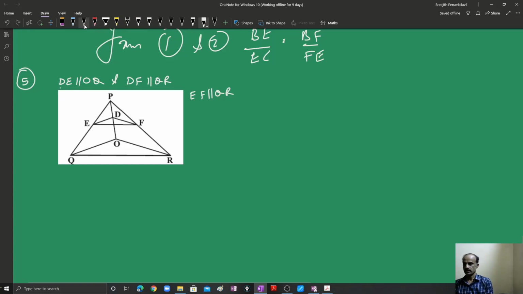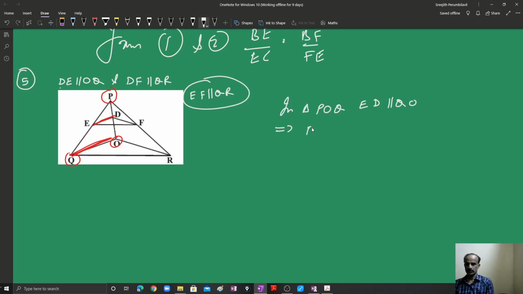So we'll take the triangle. The triangle that I'm going to take is POQ. In this triangle POQ, DE is parallel to OQ. I'm not writing the entire part like the proof and all. I'm just coming to the solution part directly. So in triangle POQ, ED is parallel to QO.